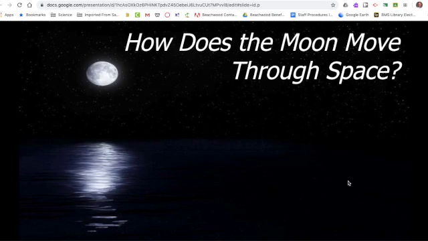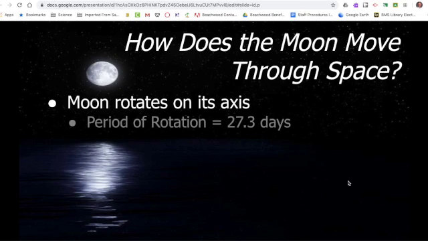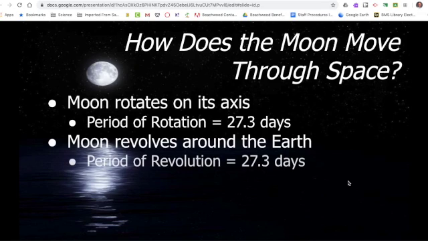So how does the moon then travel through space? Well, the moon also rotates on its axis, which is one misconception that people have. People don't think that the moon rotates. That is incorrect. The moon sure does rotate. Its rotation period is about 27.3 days. It also revolves around the Earth. So it spins on its own axis and it revolves around the Earth.